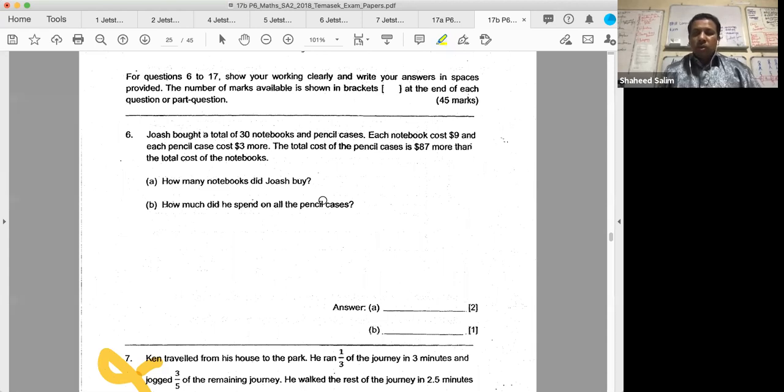Okay, you can use guess and check for this, no problem. I suggest if it's a headache, use guess and check.